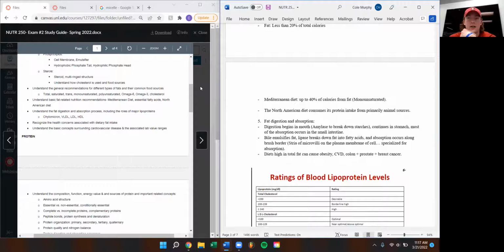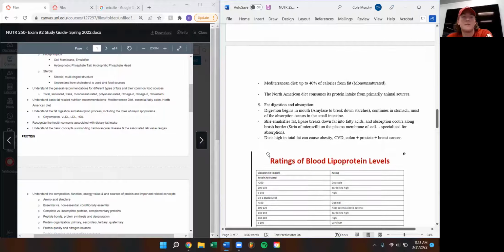And then talking about the North American diet. There was quite a bit about the North American diet. So just talking about what is commonly seen, what is commonly consumed, the food sources for the macros. So understanding where the common sources of food are. For protein, it is going to be primarily from animal sources in the North American diet.